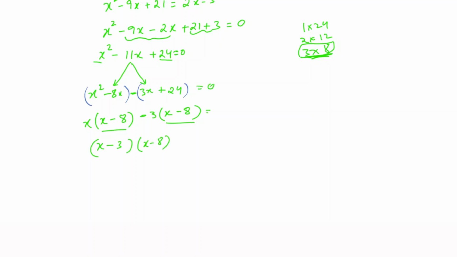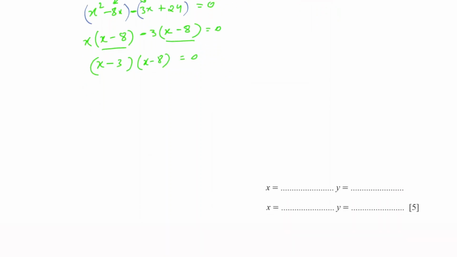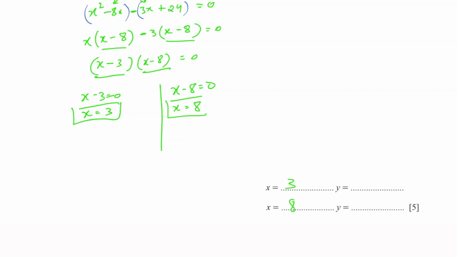So the rest we have to write as 0. So finally we got the values of x. I'll put x minus 3 equals to 0, so I got the value of x as plus 3. And x minus 8 equals to 0, so x equals to plus 8. So I got one value of x and another value of x.